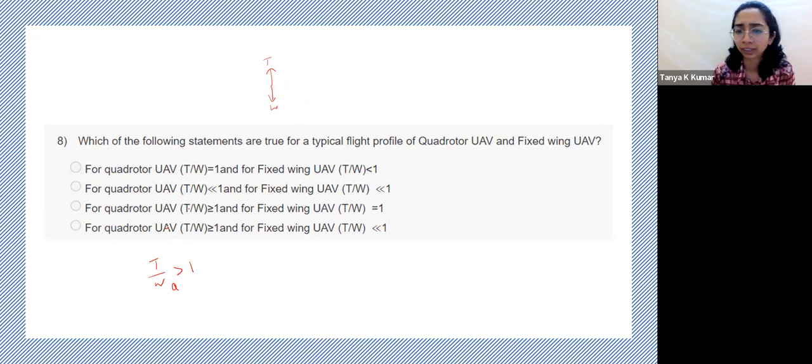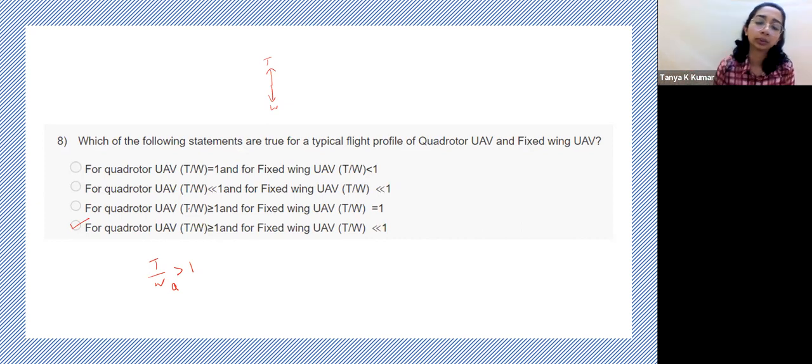What about for a fixed wing case? Fixed wing case is similar to a regular aircraft, right? So that will not be greater than 1. We just discussed in the previous question that it will be less than 1. So the correct answer here is this. Now, for a quadrotor, if your only force generated is thrust, it can take off. If the thrust is greater than the weight, it will take off. If you need to remain at a particular altitude, you equal the weight with the thrust.